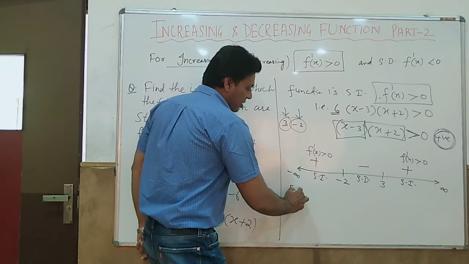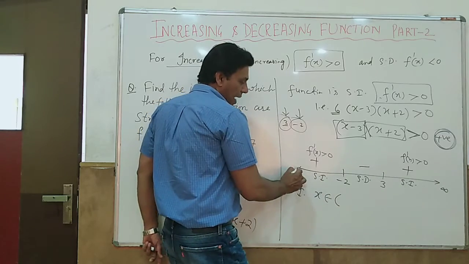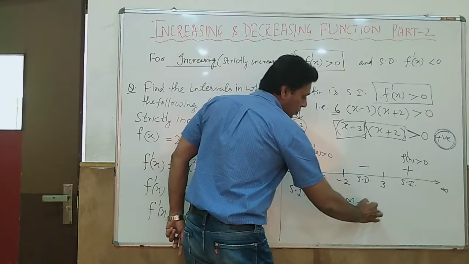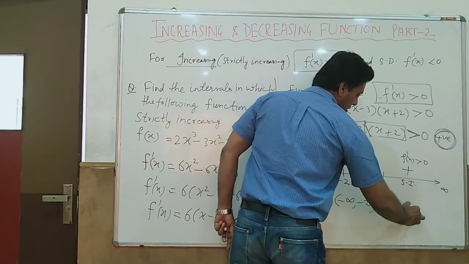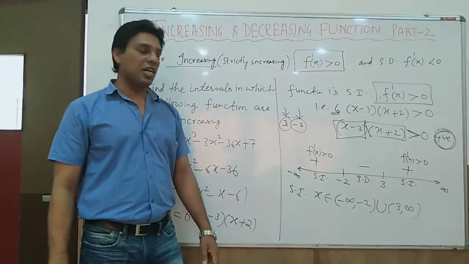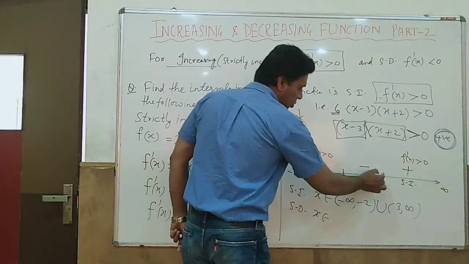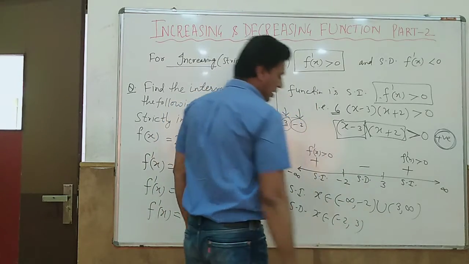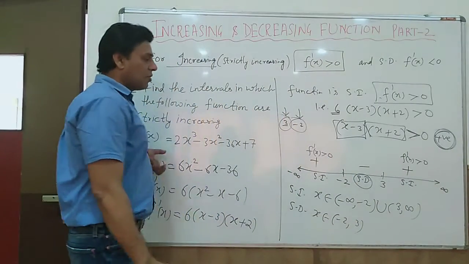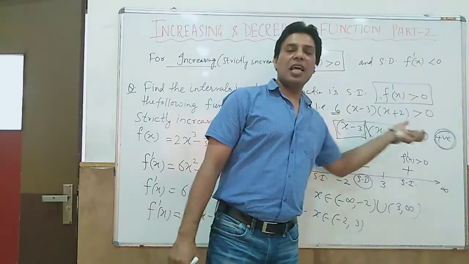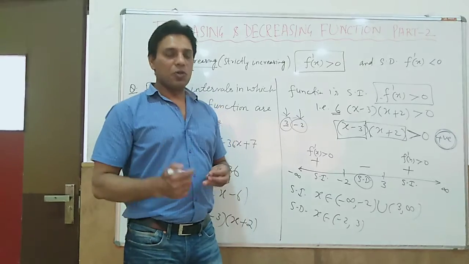So we can write: the function is strictly increasing when x belongs to minus infinity to minus 2 union 3 to infinity. This is the portion where the function is strictly increasing, and strictly decreasing when x belongs to minus 2 to 3. So in this portion the function is strictly decreasing. This way we have found the intervals where the function is increasing and where the function is decreasing. So to understand more, see one more question.